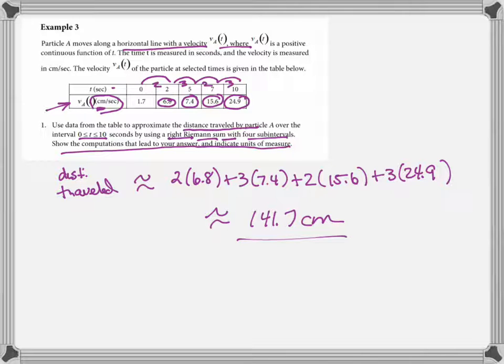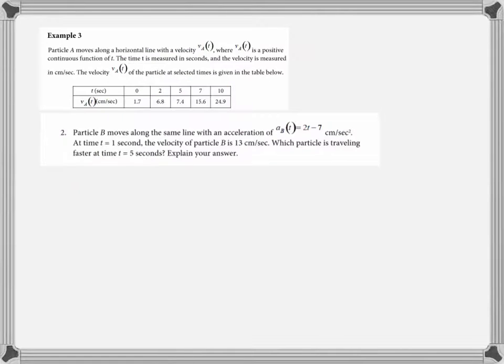All right, let's look at part 2 of this example. It gives you another particle moving along the same line with acceleration, notice centimeters per second squared, and at time t equals 1, the velocity is 13. So they're going to give you an initial value for velocity, and it asks, which particle is traveling faster at t equals 5 seconds? Well, you have right here the velocity of particle A is 7.4 at t equals 5. So you know that one.